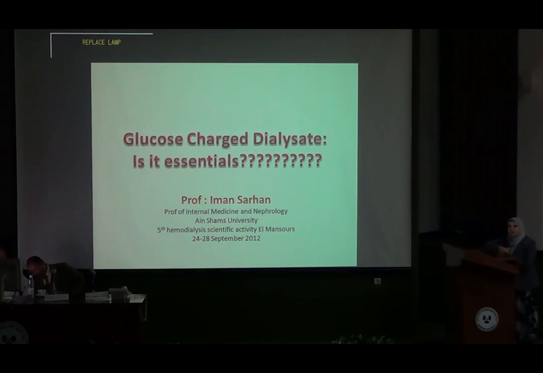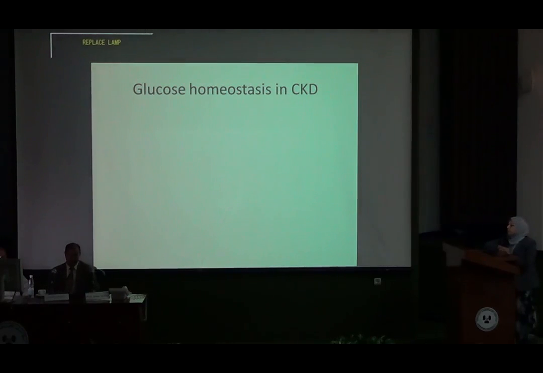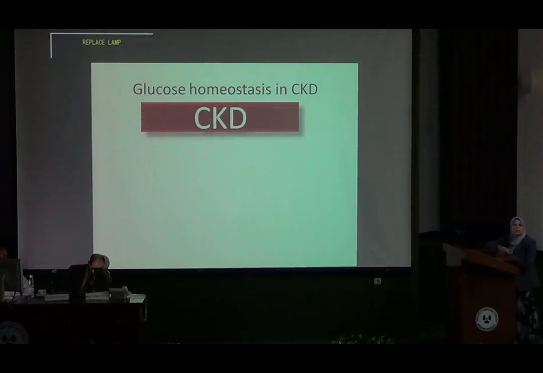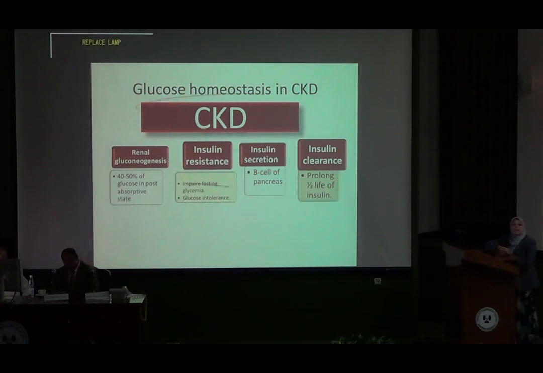Glucose. We will talk today about glucose charge in dialysate. Just before we start, we talk about glucose homeostasis and chronic kidney disease. In chronic kidney disease, to summarize, we have decreased renal gluconeogenesis, as we know the kidney is responsible for 40 to 50% of glucose output in the post-absorptive state.